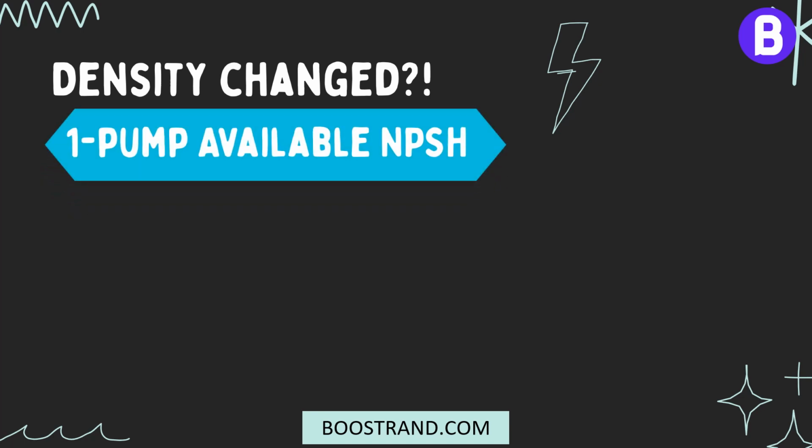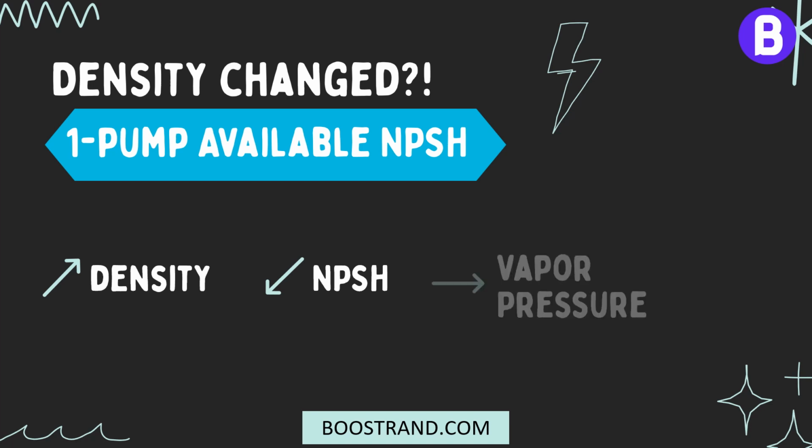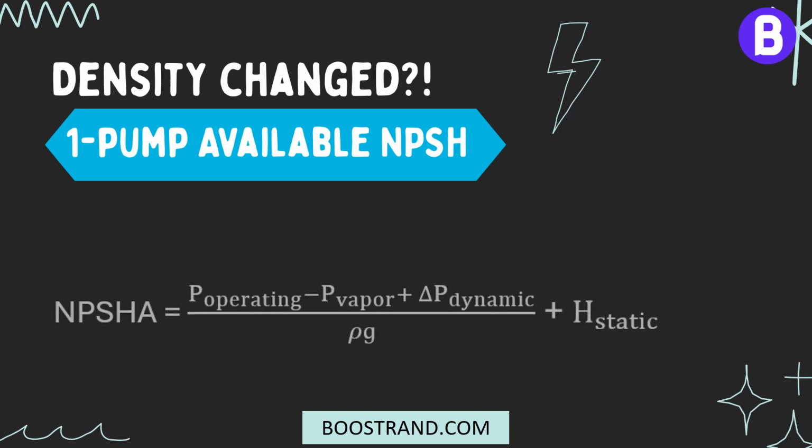Higher fluid density can lead to a lower net positive suction head, NPSH, if the fluid has the same vapor pressure. In order to understand this concept, let's show the NPSH equation. As we see here, static head won't affect the NPSH if density increased, as it depends on the head, not the pressure. On the other hand, the available NPSH will decrease as the fluid density increases. This can be an issue that may cause cavitation.